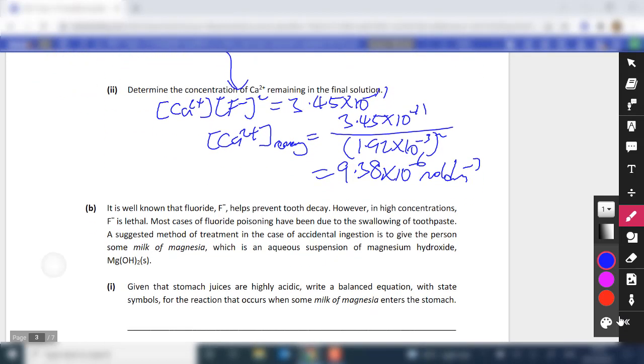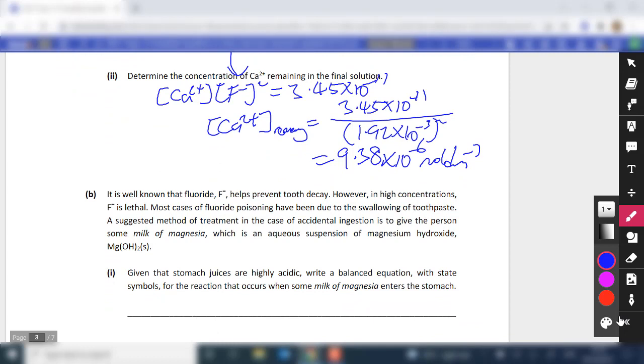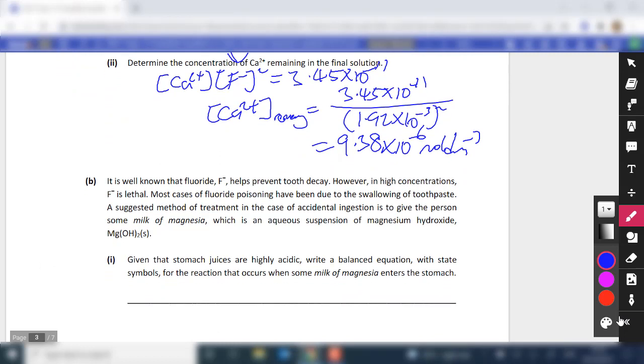Then moving on to part B, you were told that it is well known that fluoride helps in preventing tooth decay. However, in high concentration, it's lethal. And then they went on to tell you the story regarding the treatments if you accidentally ingest fluoride. So you take in milk of magnesia, which essentially is an aqueous suspension of magnesium hydroxide.